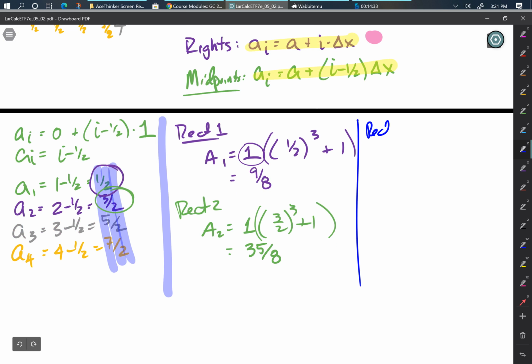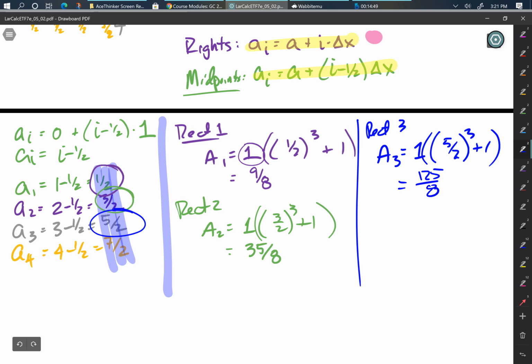Rectangle number 3. The area of rectangle number 3 is base times the height. That's going to be when x is 5/2. So 5/2 cubed plus 1. Let's see, 5/2 cubed is 125 over 8, plus 8 over 8, that's what the 1 is. 125 plus 8 is what, 133?